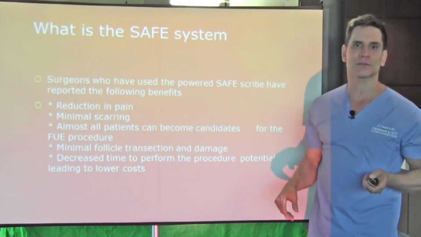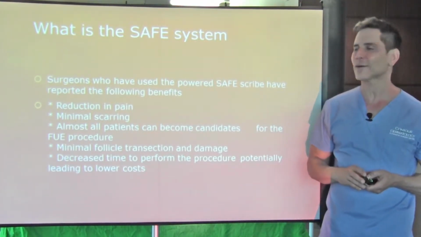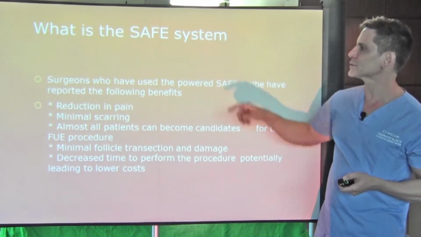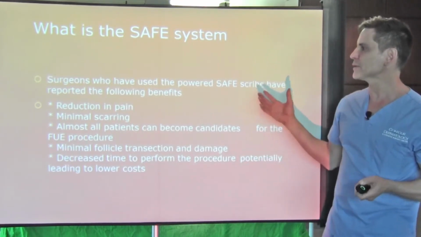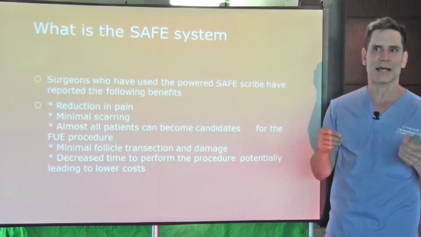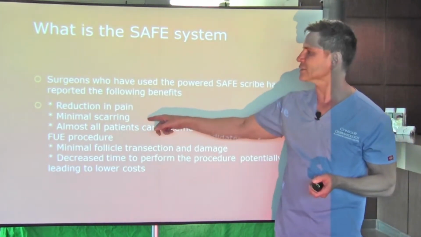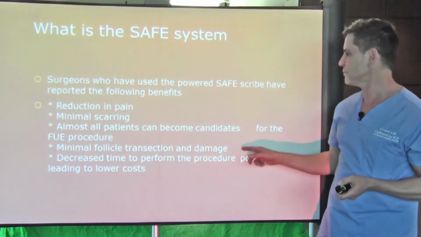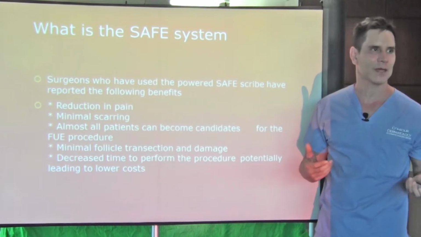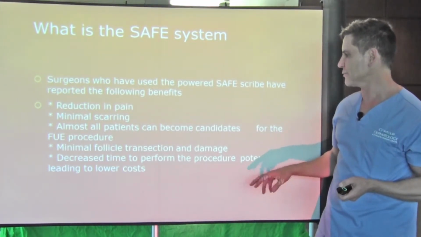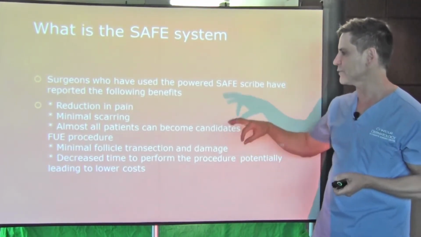So we use the SAFE system here in our office. We're also looking at the NeoGraft device, but we've had really good success with the SAFE system. It was developed by a hair transplant surgeon in Denver, and with this device, it's a mechanical device that vibrates so it doesn't destroy the hair follicles, and so it's great for minimizing the scarring and reducing the pain. Almost all patients are candidates for the hair transplant procedure because it doesn't matter if you've had previous procedures or not. There's minimal follicular transection because instead of spinning and cutting the hair follicles, it vibrates around it.